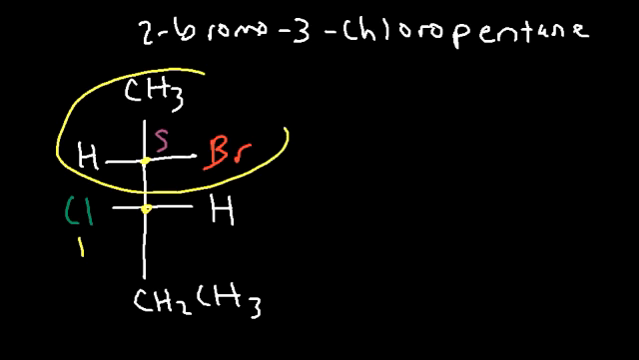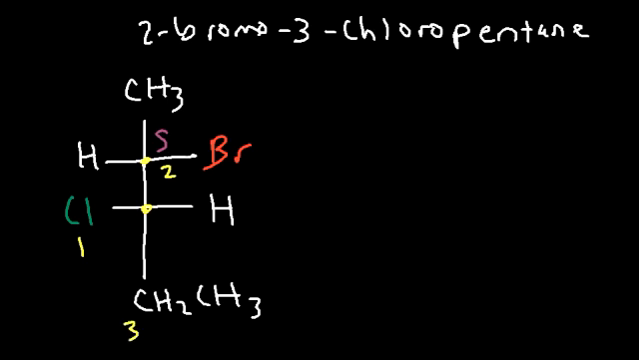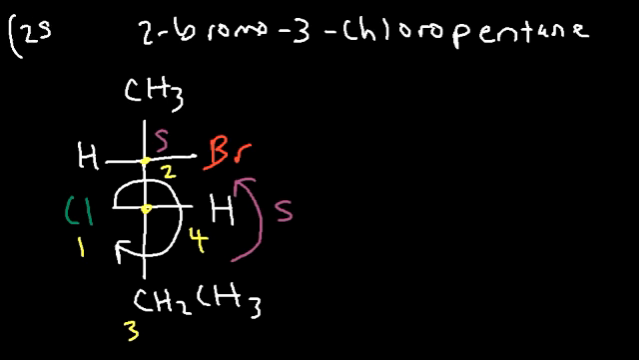So this entire group above is going to be number 2. The ethyl below it is number 3, and H is 4. So going from 1 to 2 to 3, ignoring 4, it appears to be R, but we'll need to reverse it, and so it's S. So we have 2 S chiral centers. So it's going to be 2S, 3S dash 2-bromo-3-chloropentane. So now you know how to name a compound that's presented in a Fischer projection.